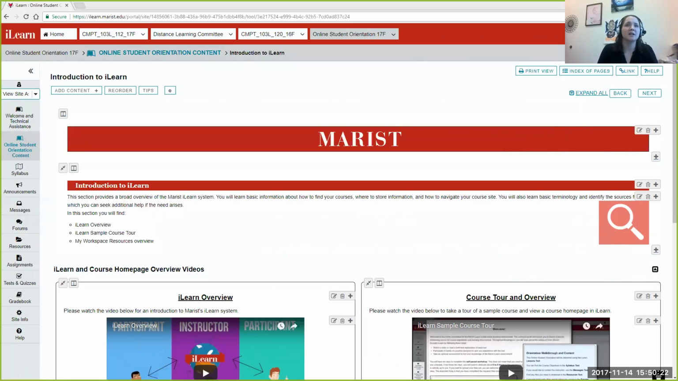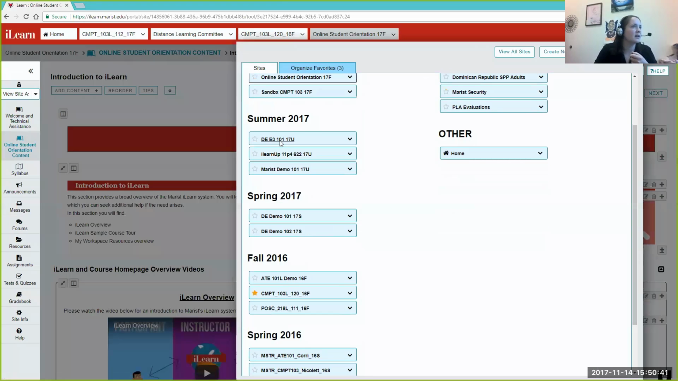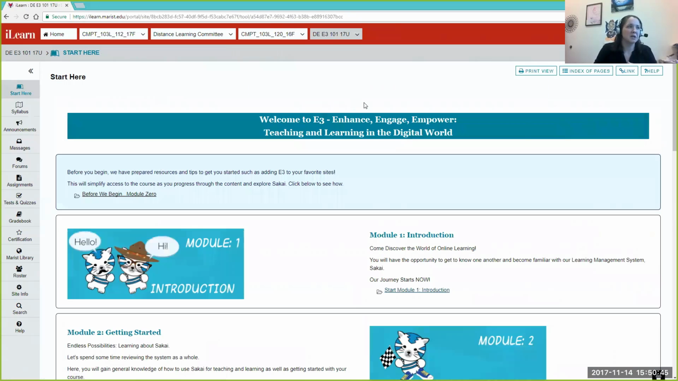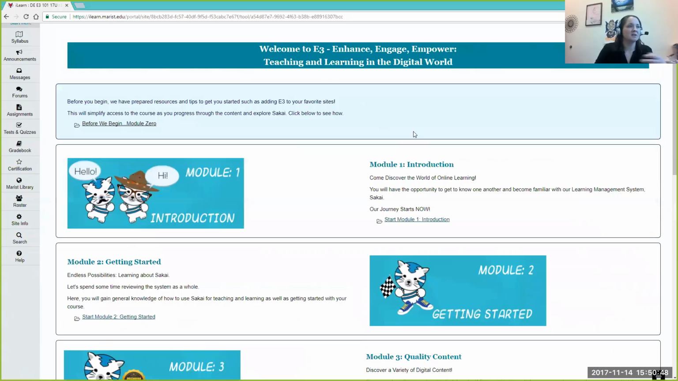Michael asked, do you utilize this or a similar site for faculty who are new to the university? Great question. We have something similar called E3 for our faculty. It's very similar, just designed a little differently. E3 stands for Enhance, Engage, Empower. Let's see, I think I have a sample of one. So something a little similar, where we've broken it down into a few different modules.